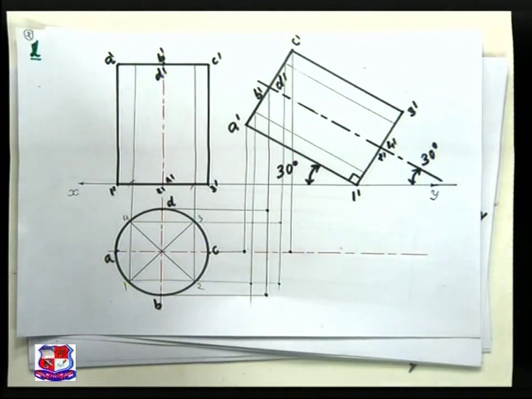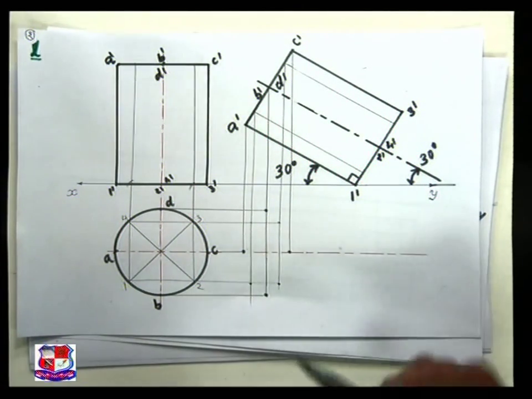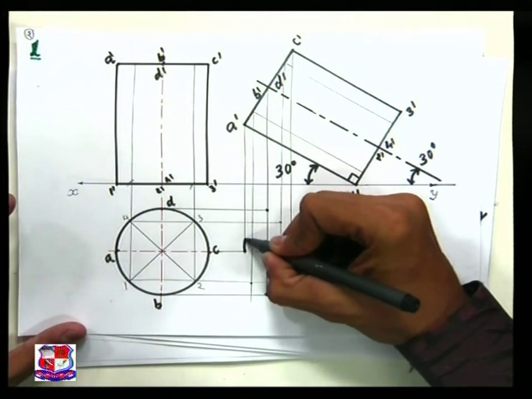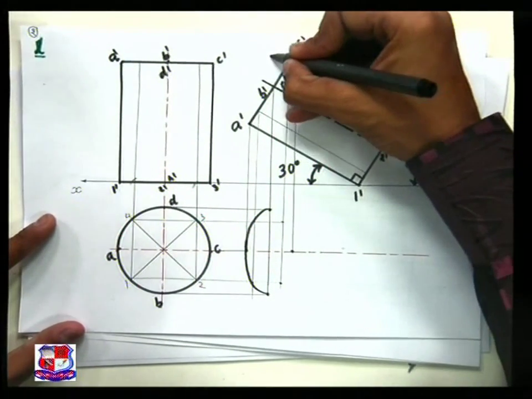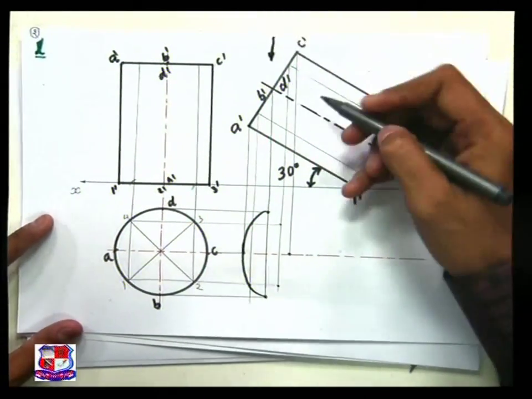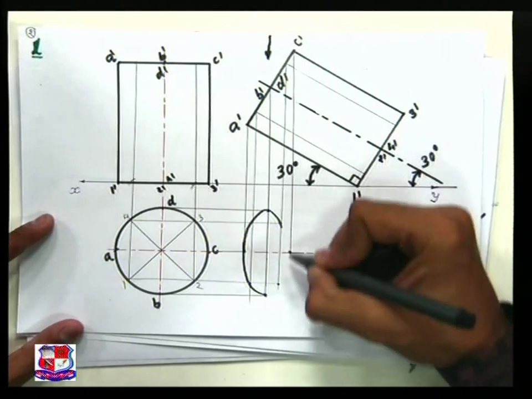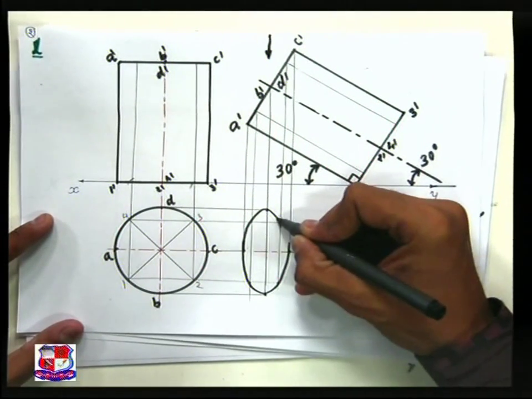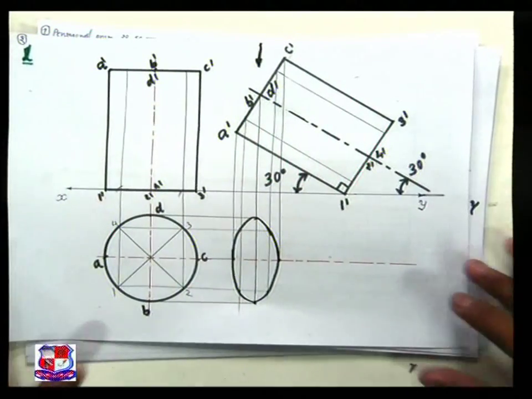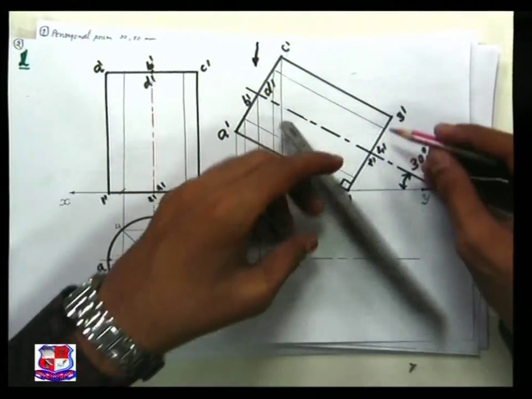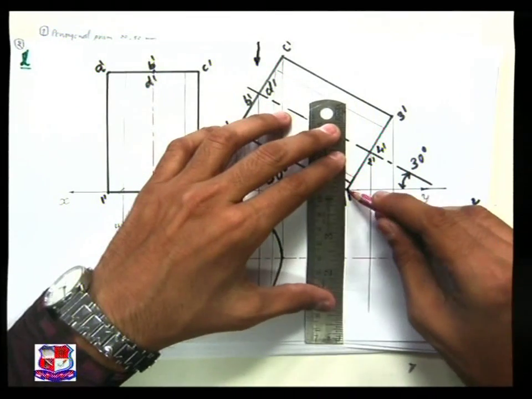Now join all these 8 points with a smooth curve. That would be like this. Joining all these points with a smooth curve, that would be an ellipse. And as we are looking from the top, this face would be visible, this face would not be visible. Hence all these points should be joined with a smooth curve like this, an elliptical shape. Similarly, its base 1, 2, 3, 4 could also be located by drawing vertical lines from 1, 2, 3, 4.